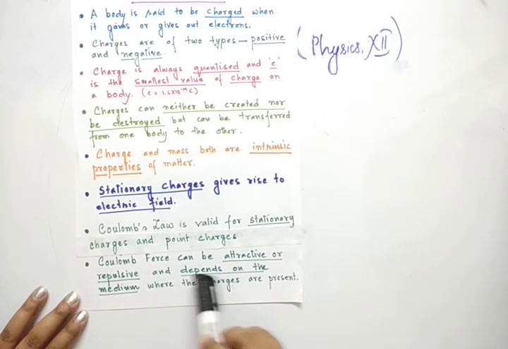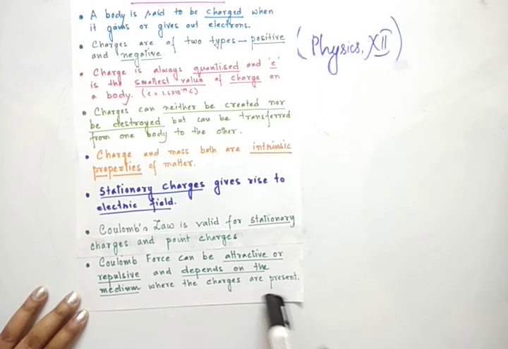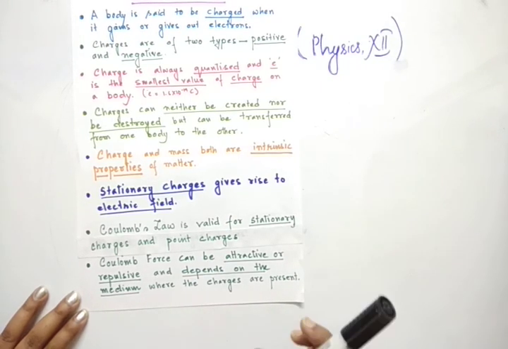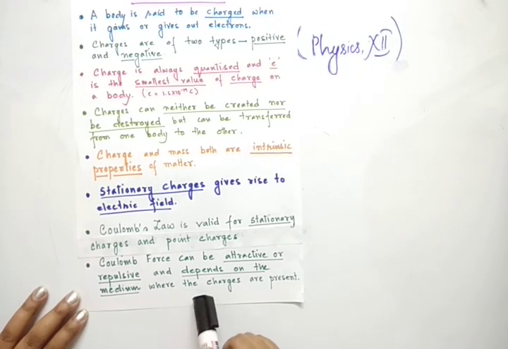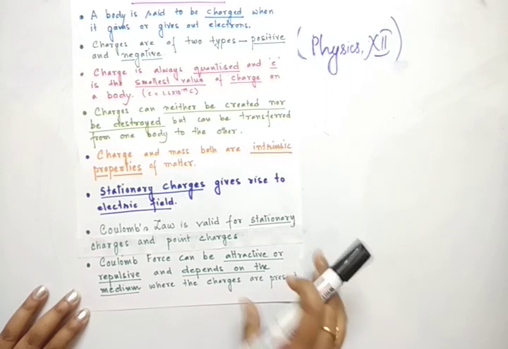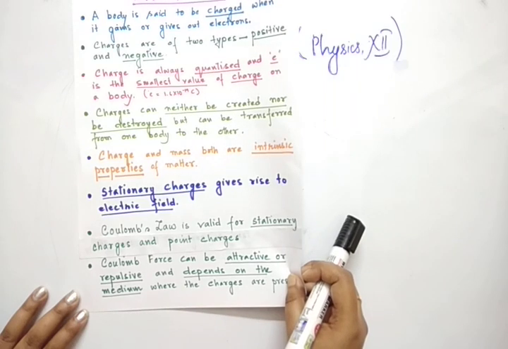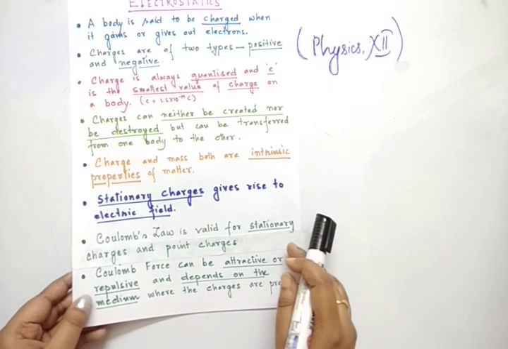Next, Coulomb force can be attractive or repulsive and depends on the medium where the charges are present. That means it is unlike the gravitational force, which is always attractive and does not depend on the medium where the masses are present, but here it depends on the medium. We have seen how the force between two charges in a medium decreases by a factor of k with respect to the force between the charges in vacuum. So this was all that we have learned in the previous classes.